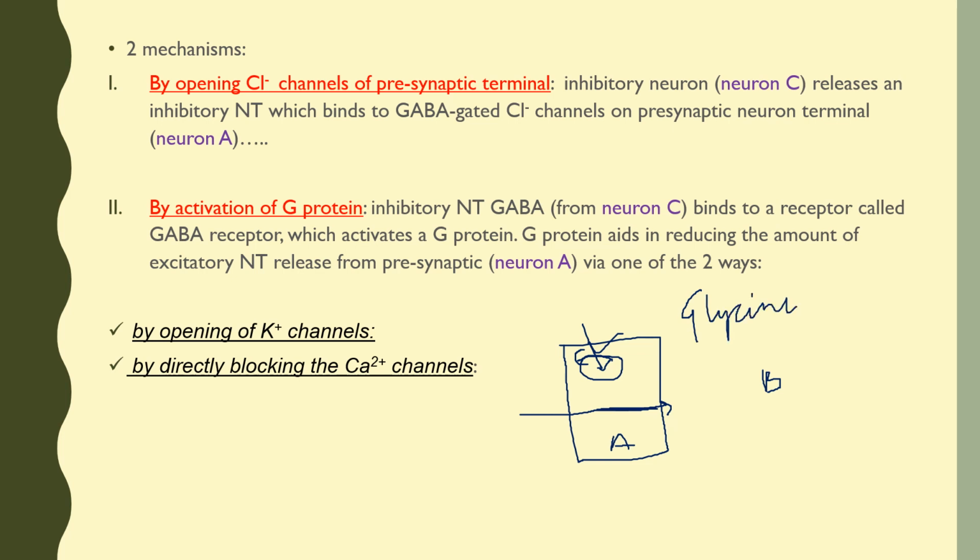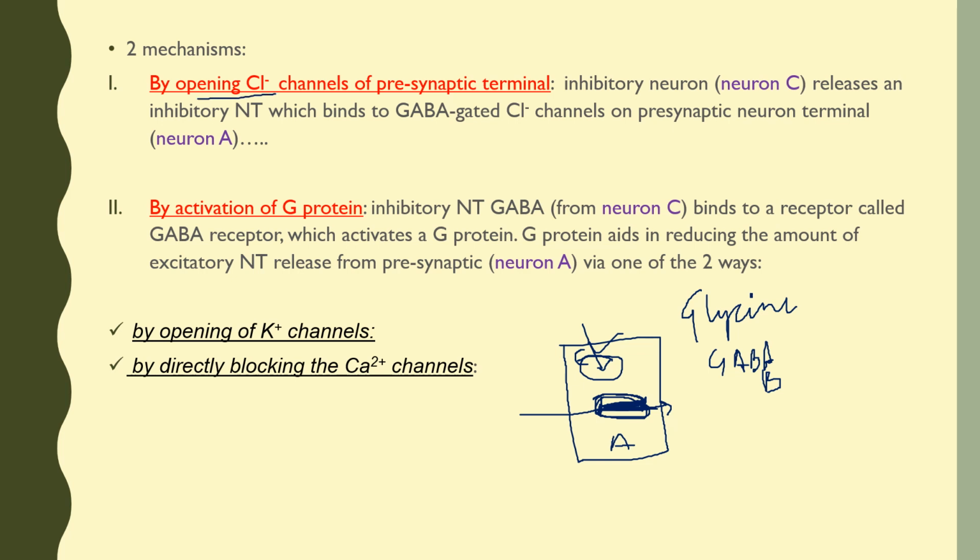So this glycine or the GABA, it will get attached to the receptor and some sort of reaction will happen. By reaction I mean it will get attached to the receptor and make it less depolarized, or we can say it will make it hyperpolarized. So what is the mechanism?